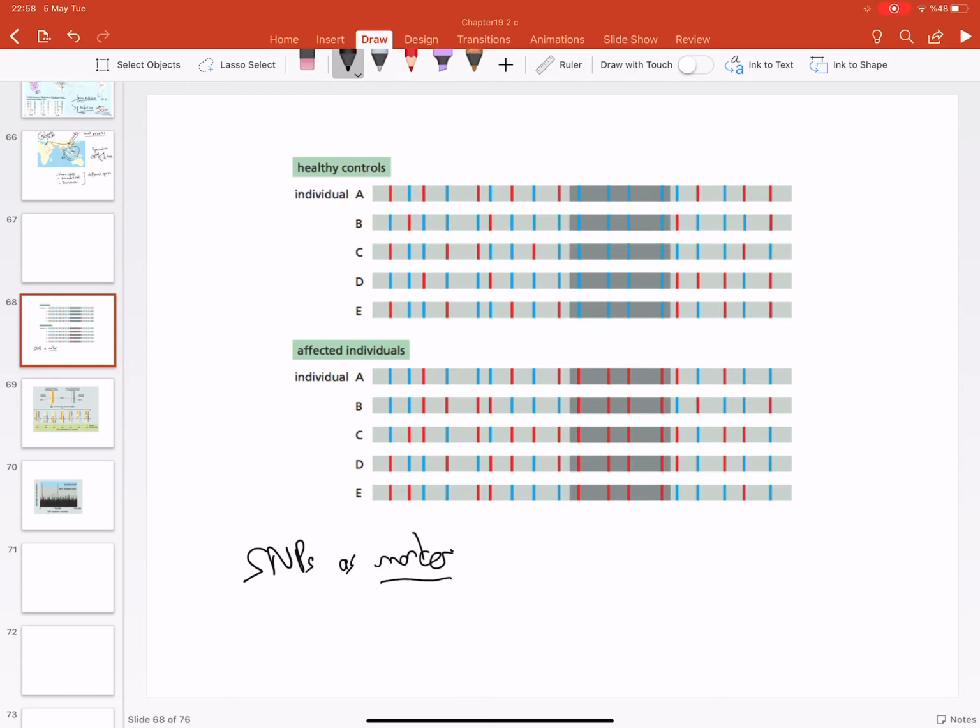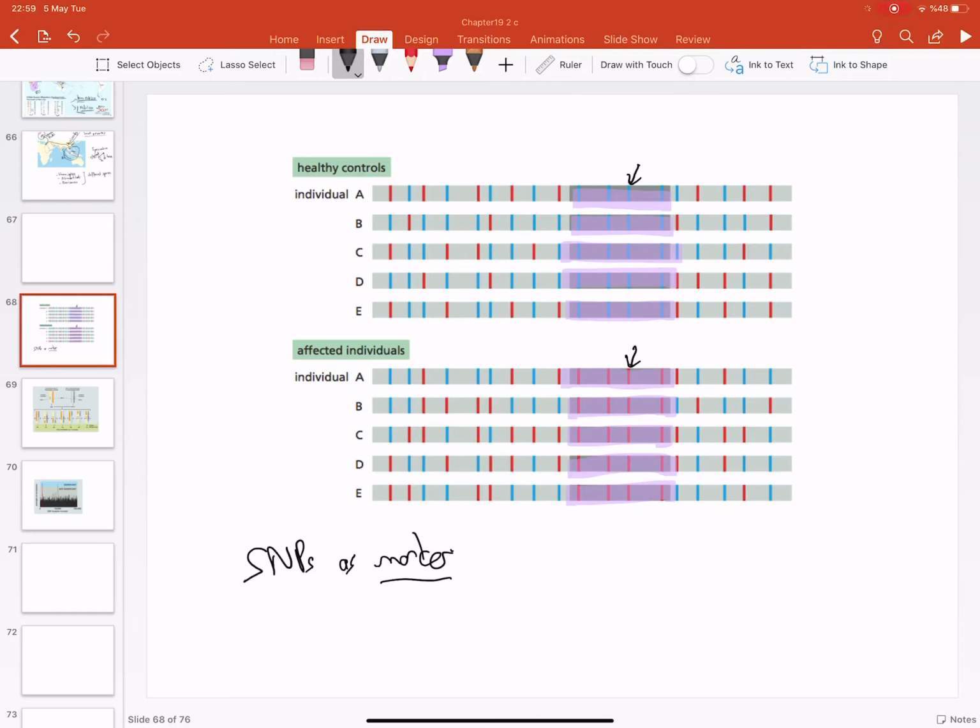For example, imagine that these are the genomes of the healthy controls, okay, and these are the genomes of, let's say, people with breast cancer. Okay. Well, you see that they have different genomes, and these are the SNPs. Okay, so just by checking the SNP, you can say that whoever has this blue SNP would be healthy, and whoever has this red SNP would be sick.